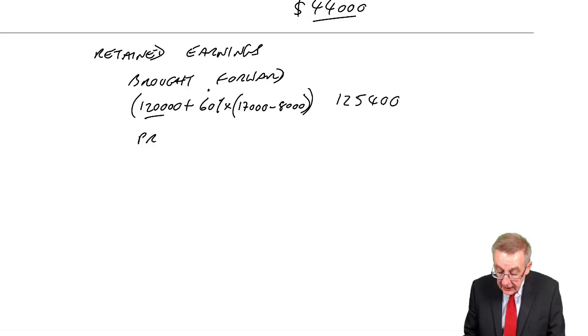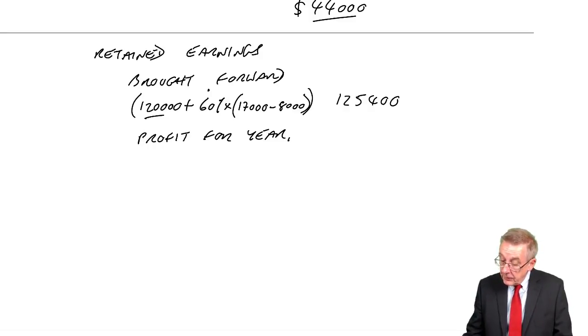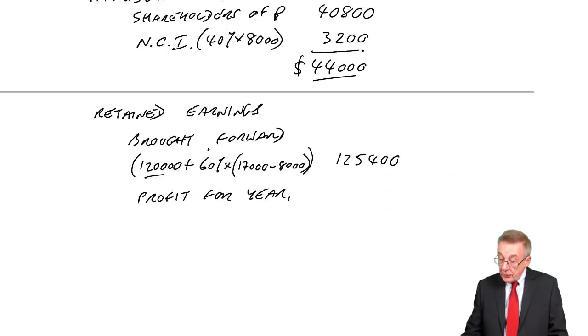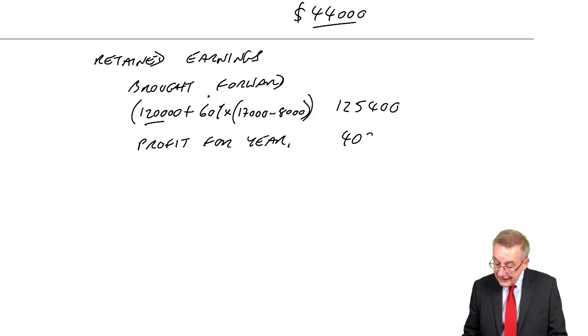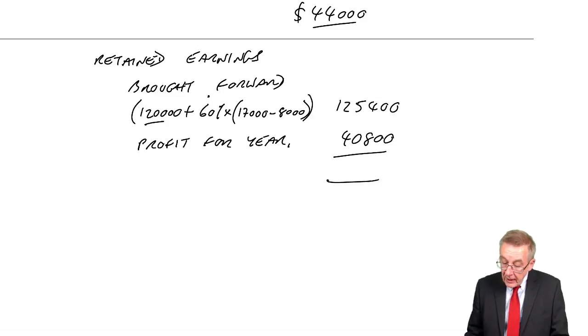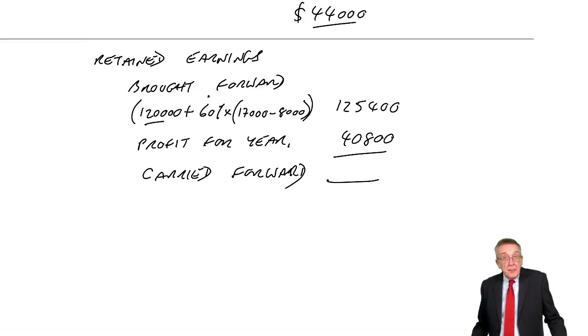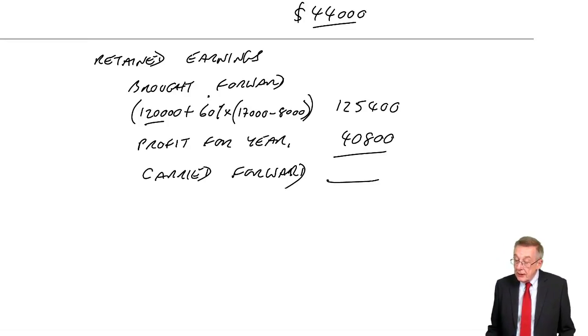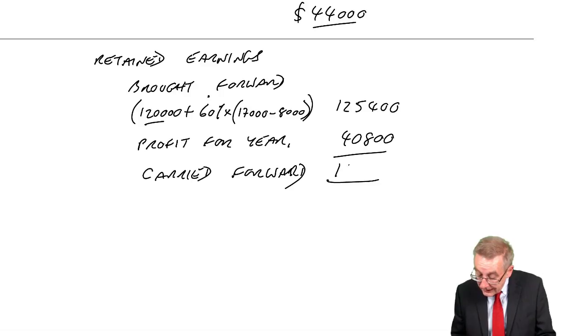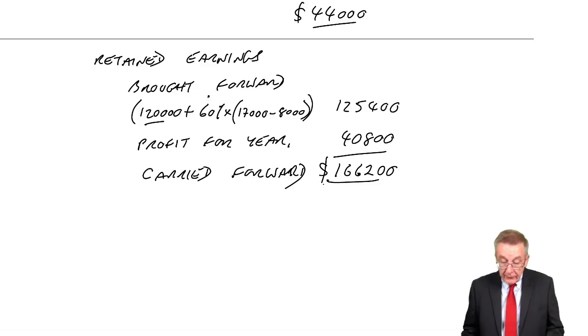Add on the profit for the year. Well, the amount attributable to the shareholders of P is 40,800. And therefore, the carried forward retained earnings, the figure that would appear in the statement of financial position, is 166,200. I think I've got my arithmetic right.